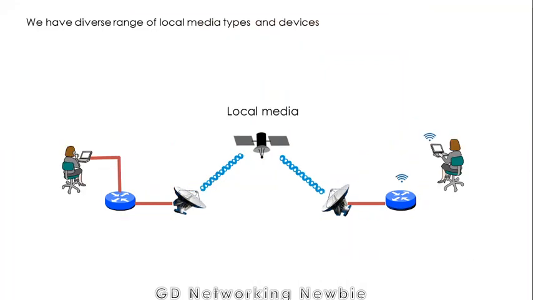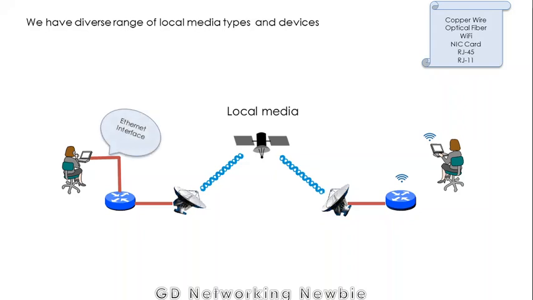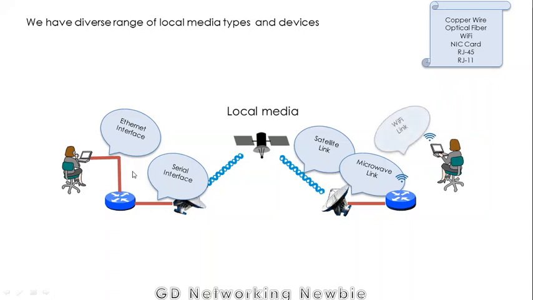As we discussed in the previous slide, we have a diverse range of local media types and devices. We have so many different types of media to be used, and these media can be copper wire, fiber, or Wi-Fi, and we also have different kinds of devices and components. For example, from this user to this router, we have an Ethernet interface. Then from the router to this dish, we have a serial interface. Then we can have the satellite link, the microwave link, and finally the Wi-Fi link as well.